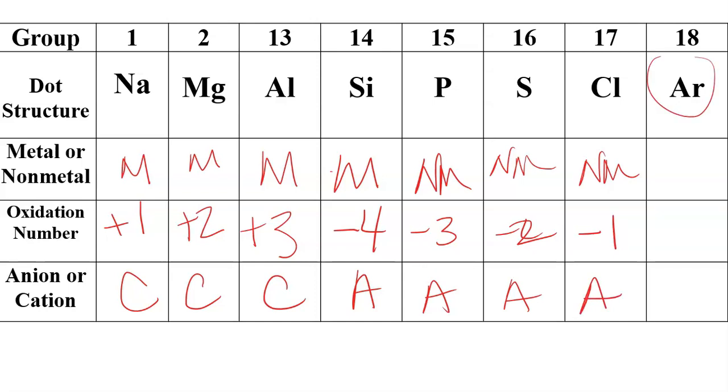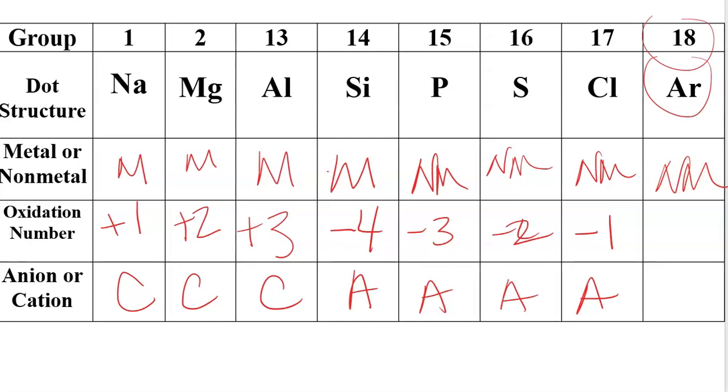Lastly, we have argon. It's in group 18 with your noble gases, so it's going to be a nonmetal. It has no charge, and it is neither an anion or a cation.